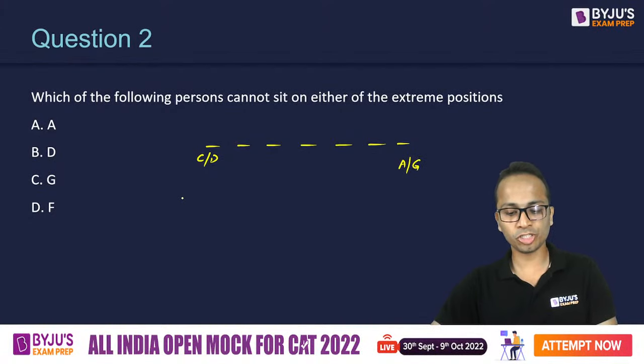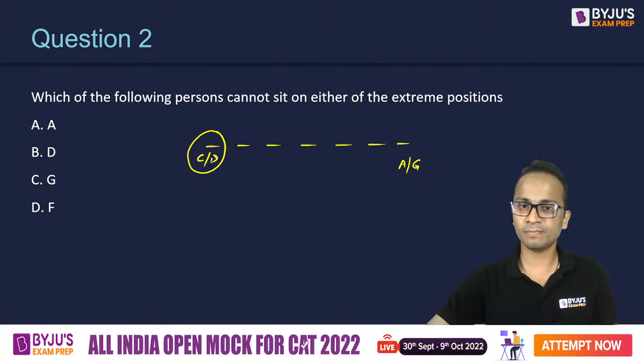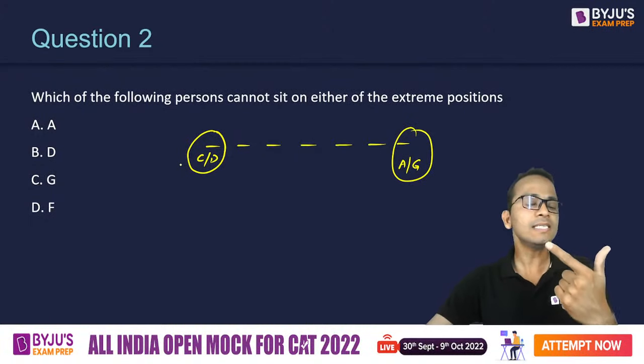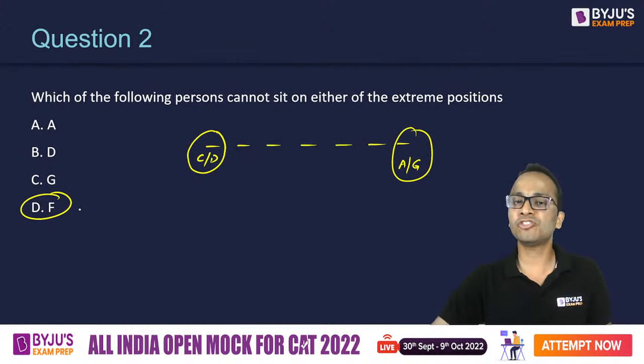Again, a very simple question. Come on, give me a very quick answer, all of you. Which of the following persons cannot sit on either of the extreme positions? At the extreme positions, either C or D will sit, or A or G will sit. That's it. So A, C, D or G. F cannot sit at extreme positions.